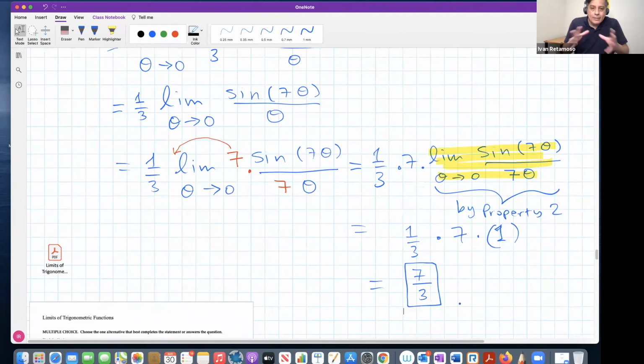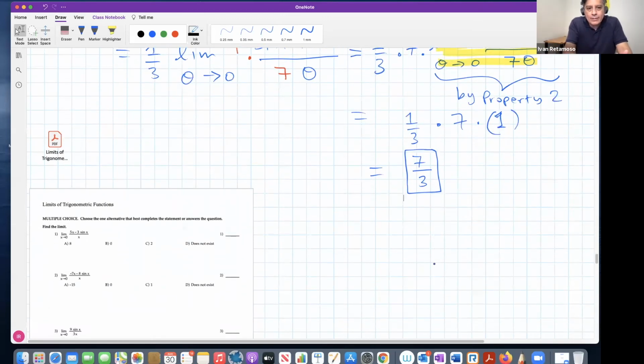Right now, we don't have more tools, but in the future, when we reach the third part, there is a rule called L'Hospital's rule. This will simplify this a little bit, but at this point, we have to follow this trick, because we don't have more tools yet. We don't know about the derivative yet.